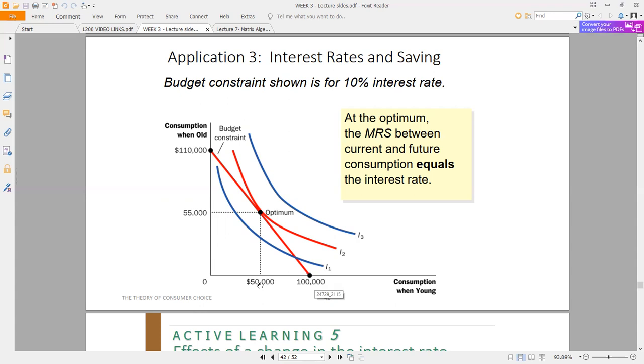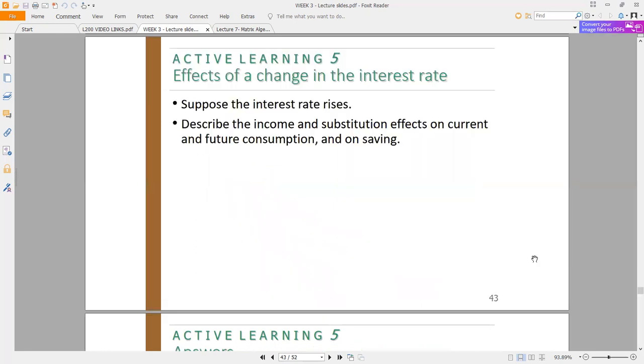So he saved 50,000. So when you get to the old age, that's period 2, he will consume the 50,000 that he saved and then the 10% interest on that 50,000, which will be 5,000. That is why he's consuming 55,000 in the second period or the old age. Okay, so you consume 50,000 now, you consume 55,000 in the old age. So this is the optimal bundle. 55,000 for old age, 50,000 for the current period.